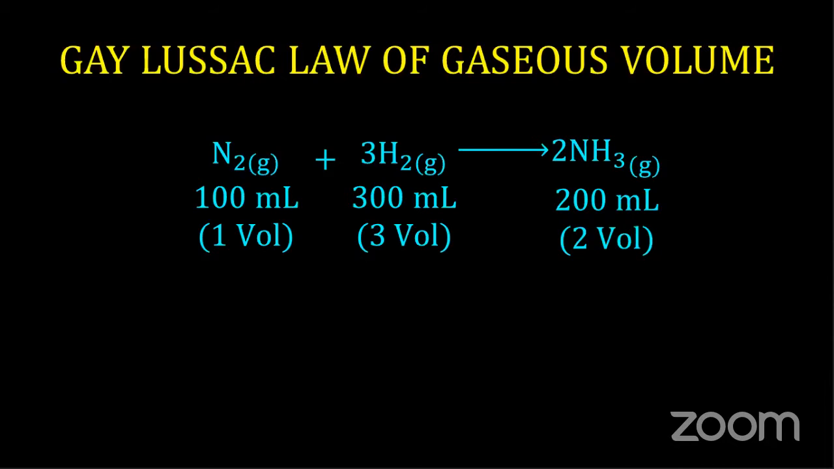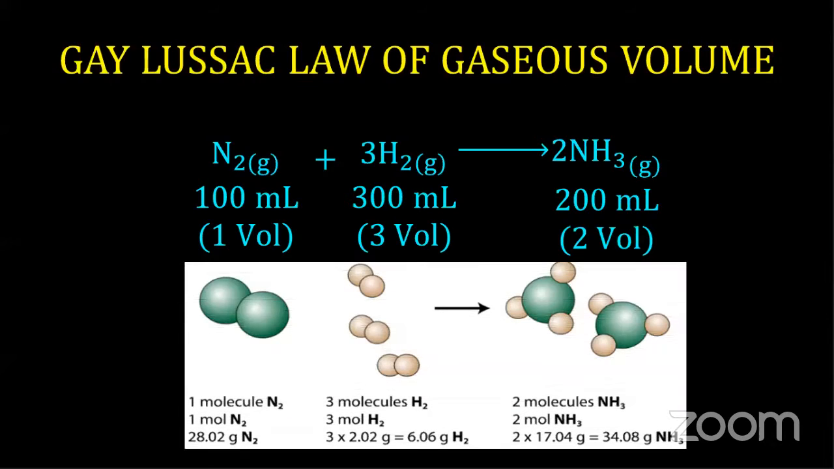The ratio is so simple. The ratio is 1:3:2, right? So simple it is, right? Okay, so that is about one more example. You can see pictorially, it is represented: 1 molecule of N2 reacts with 3 molecules of H2, combined together, we get 2 molecules of ammonia.